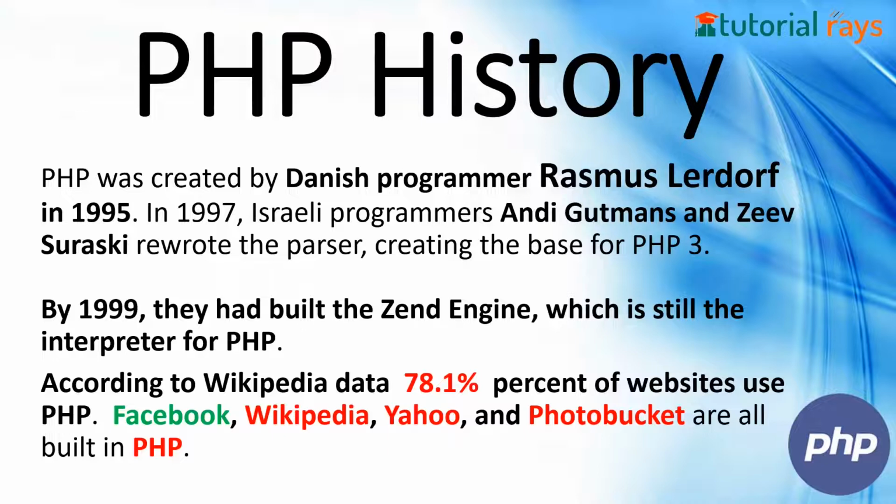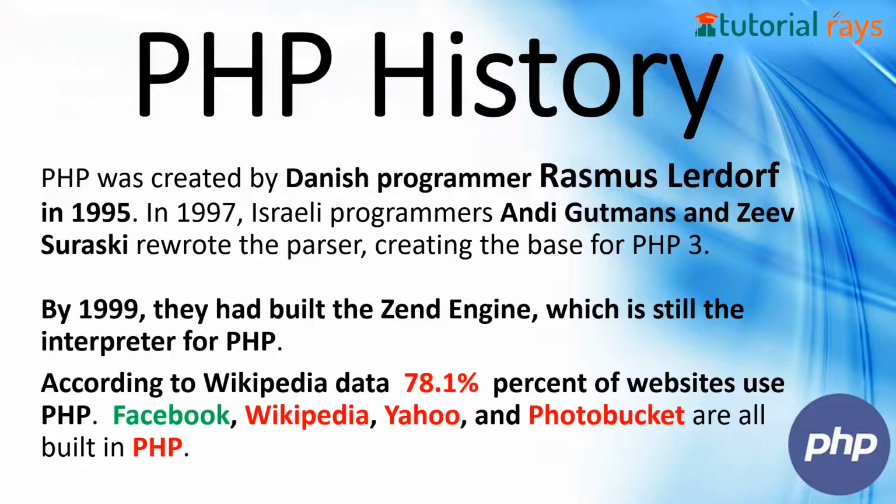According to Wikipedia data, 78.1% of websites use PHP. So guys, you can understand how popular PHP is, and PHP is not going to die down so soon, because you can see 78.1%, that means around 80% of websites from around the world are built using PHP and MySQL. So it is not going to change overnight. Even if it changes, it will take a long time to change.